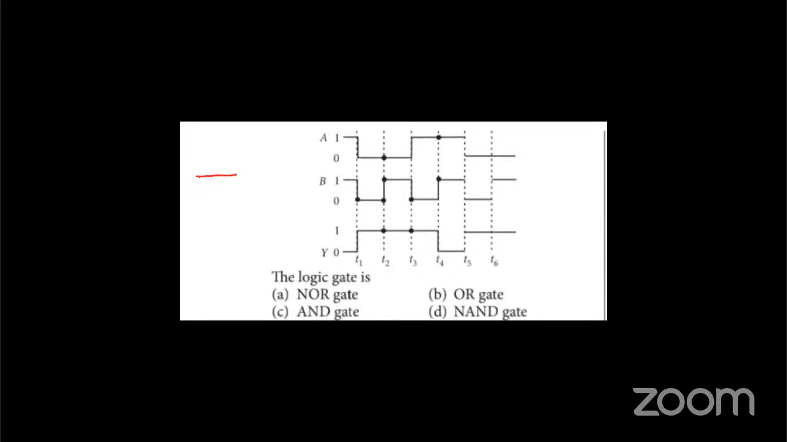Either it should start from this. Here it is a lower state, it is 0. And here it is a higher state, it is 1. So this represents the lower and this represents the higher state. This is the higher state. And this is the lower state.